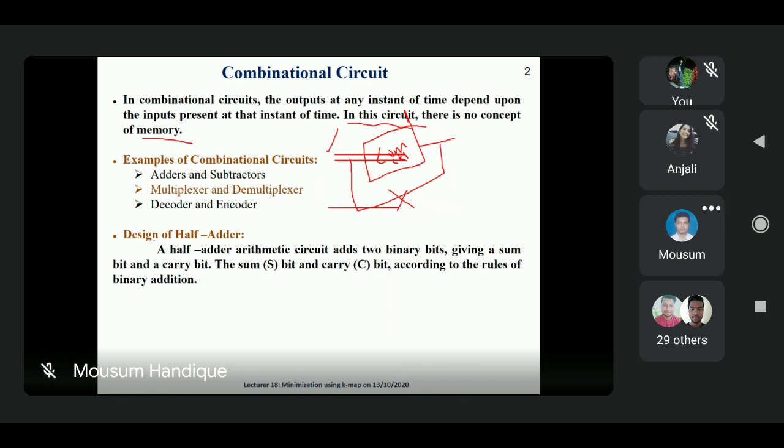Now we are going to design our first combinational circuit, the half adder. So what does half adder mean? You can just read this particular definition.